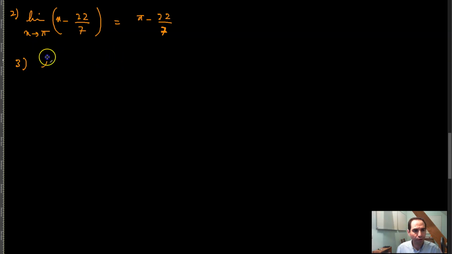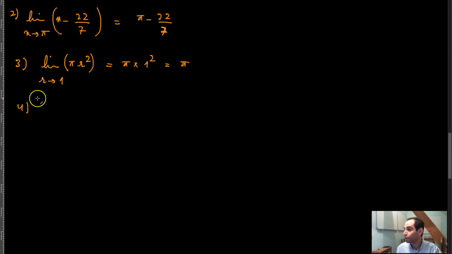Question number three, we have the limit of pi r squared as r tends to 1. So pi is a constant, and r squared is just a polynomial of second degree, and r is tending to 1. So you have pi times 1 raised to the power 2, which is equal to pi. So number 3 is equal to pi.